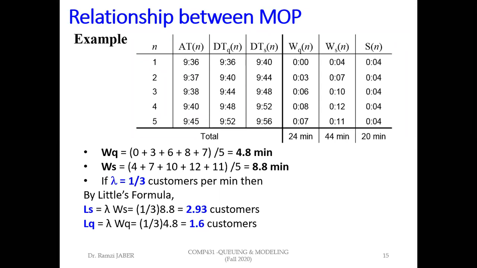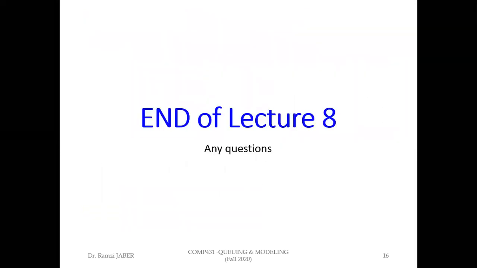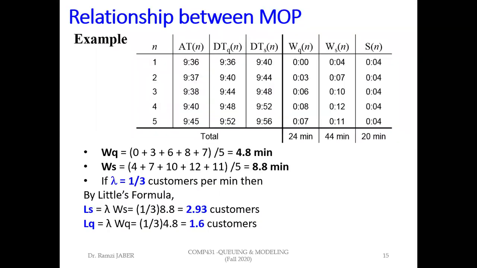We have two options here. We can calculate this by graph, as we did, and from these equations, Little's law formula. Any question? Any question here? Everything is clear?